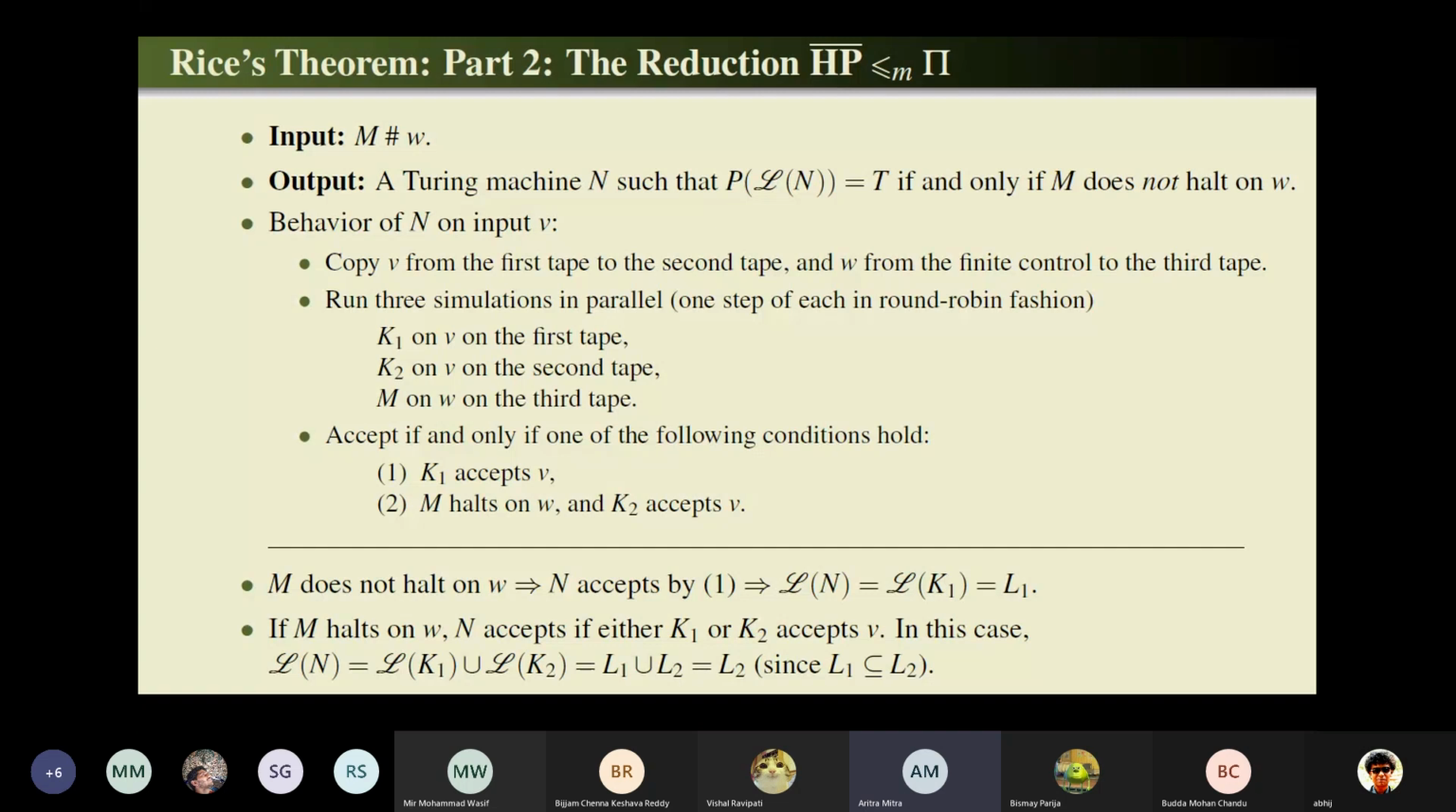Okay, so you think about that. Okay. There are other possibilities. Yes, run K1 and M in parallel, and then if M halts, you simulate K2. Yeah, that you can do. You can do some minor variations of this, but anyway, this is good enough.